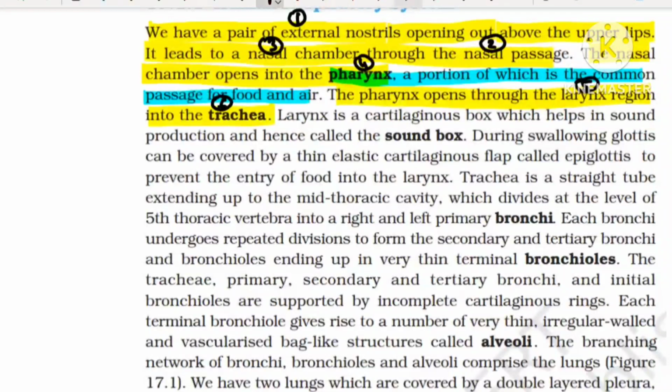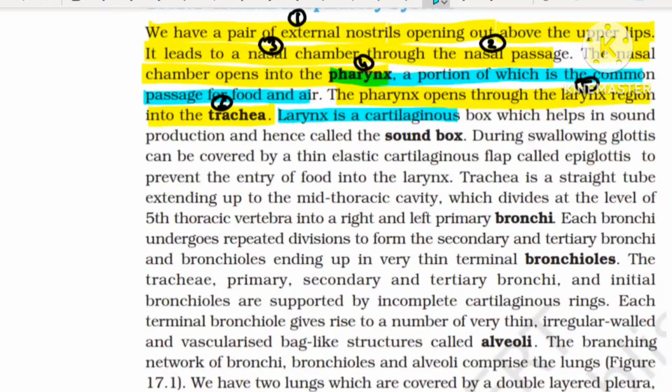This much is clear. Now what is larynx? Larynx is a cartilaginous voice box. It is made up of hyaline cartilages, which are thyroid cartilage, which is the biggest one, single only. Cricoid cartilage is also single. Epiglottis is also single. The pair is arytenoid and corniculate.